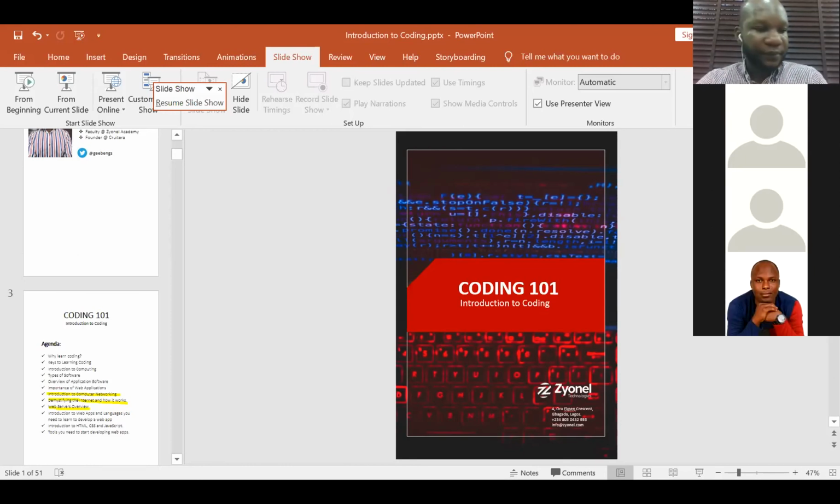Okay, a software is a set of instructions that tell the computer system what to do. I like that definition. Though it looks like a textbook definition, we're going to accept it.